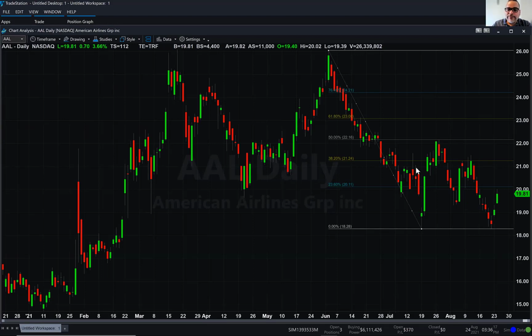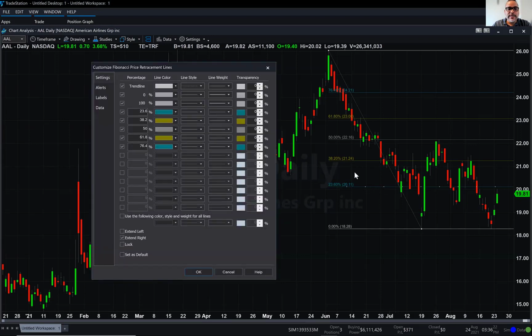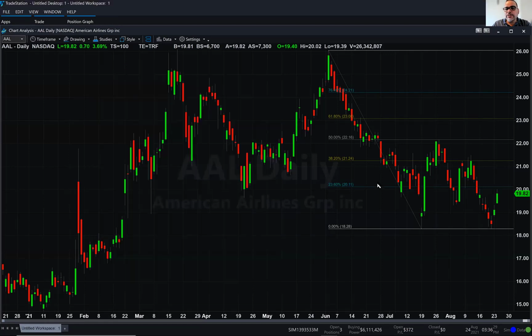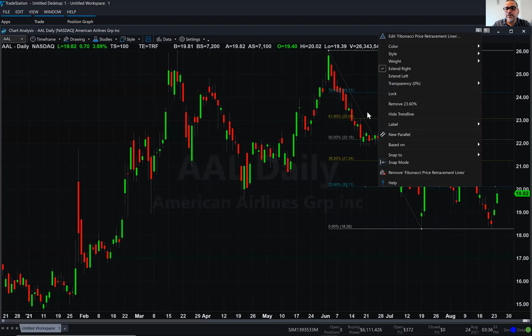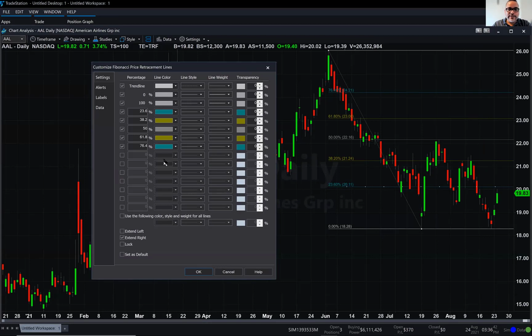Now, to add more levels, all you need to do is double click on any of its lines, and you come over to this dialog that says Customize Fibonacci Price Retracement Lines. You may also right-click on any of its lines. And sometimes, if you don't right-click exactly where the line is, you may miss it. But what we're looking for is the Edit Fibonacci Price Retracement Lines. And you can see right here that you have the ability to enable more checkboxes and add more lines.